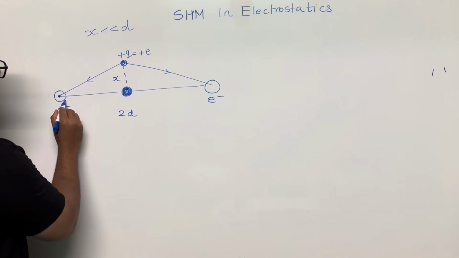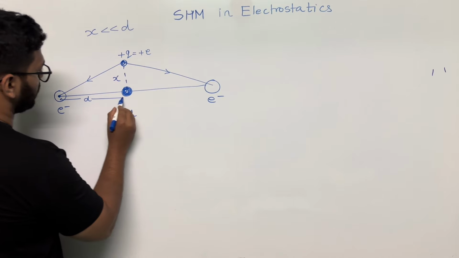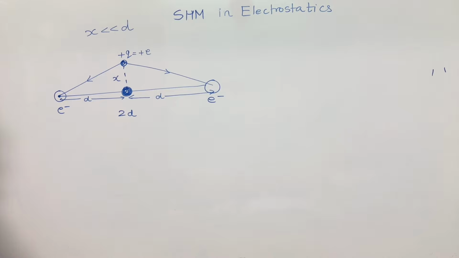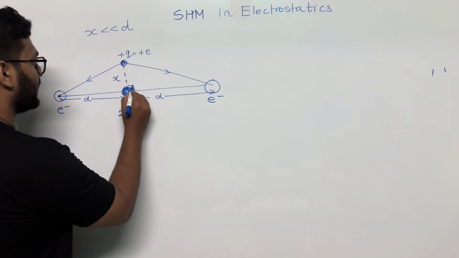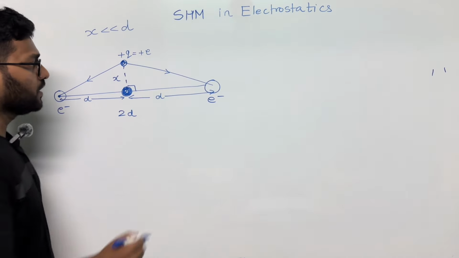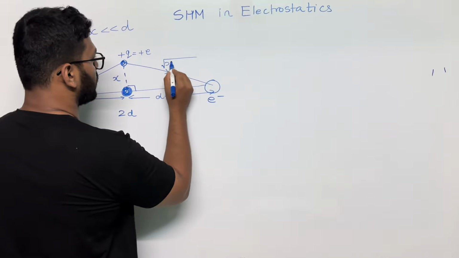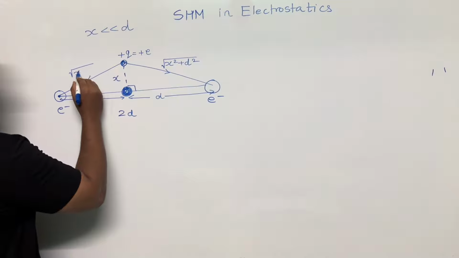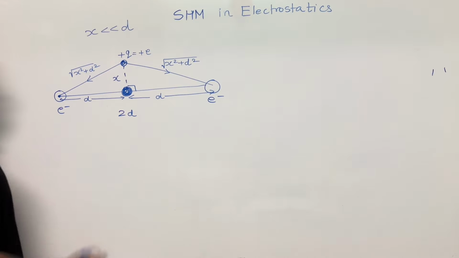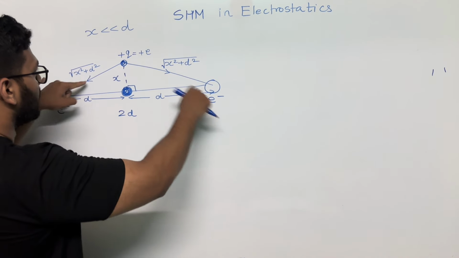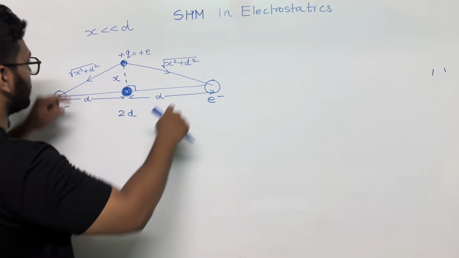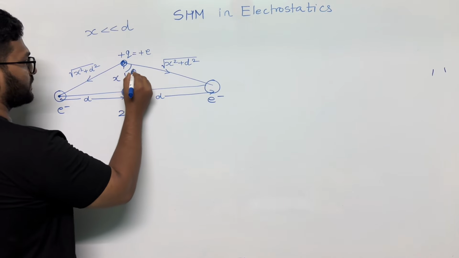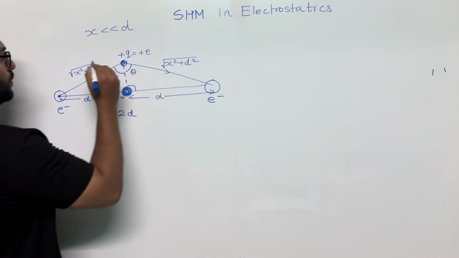Now this distance of electron from the proton is d, and this proton to electron distance is also d. This triangle is a right angle triangle, so I can say this distance is square root of x square plus d square, and this distance is also square root of x square plus d square. Now the two forces are being applied in these two directions, so they have a resultant. Let's say this angle is theta, so by symmetry this angle is also theta.